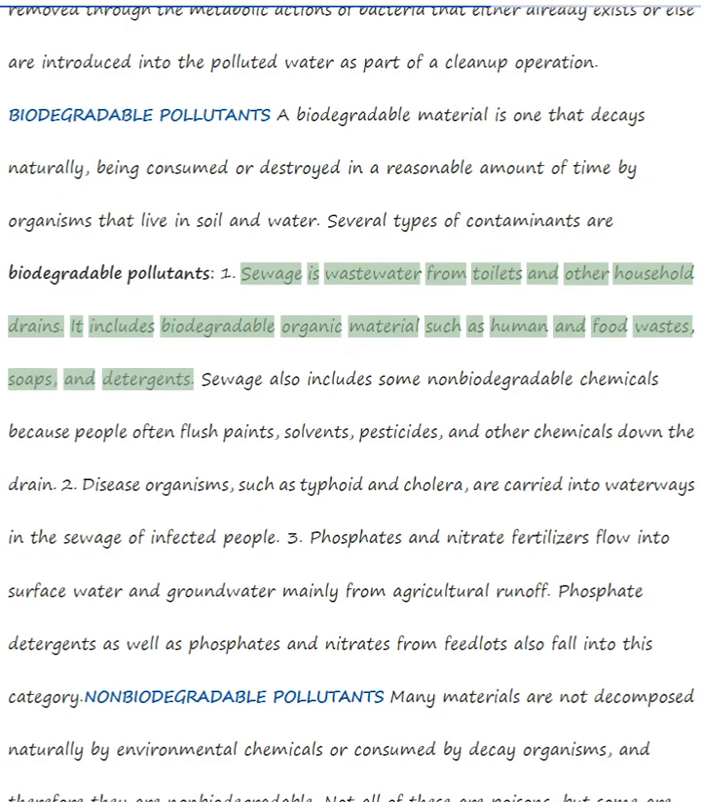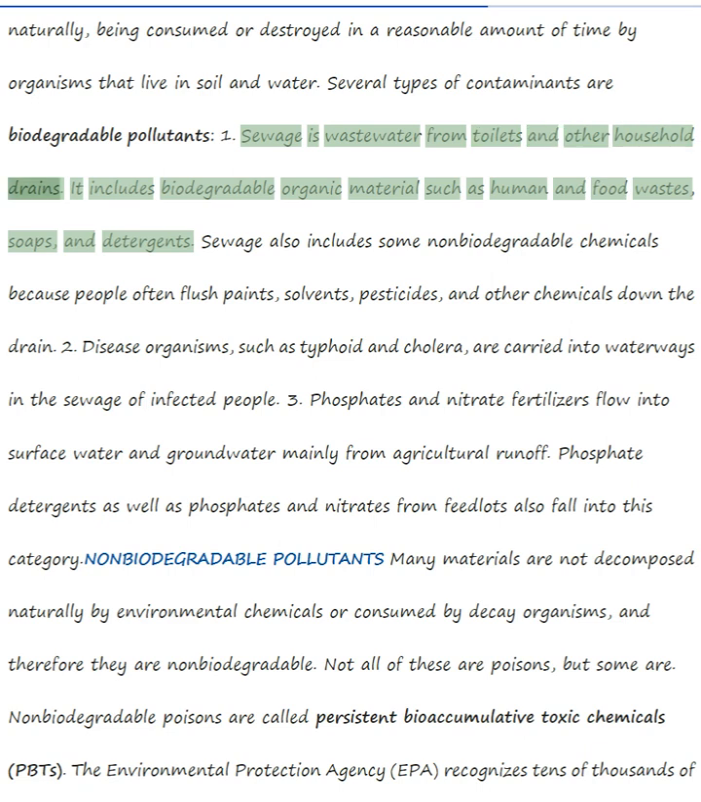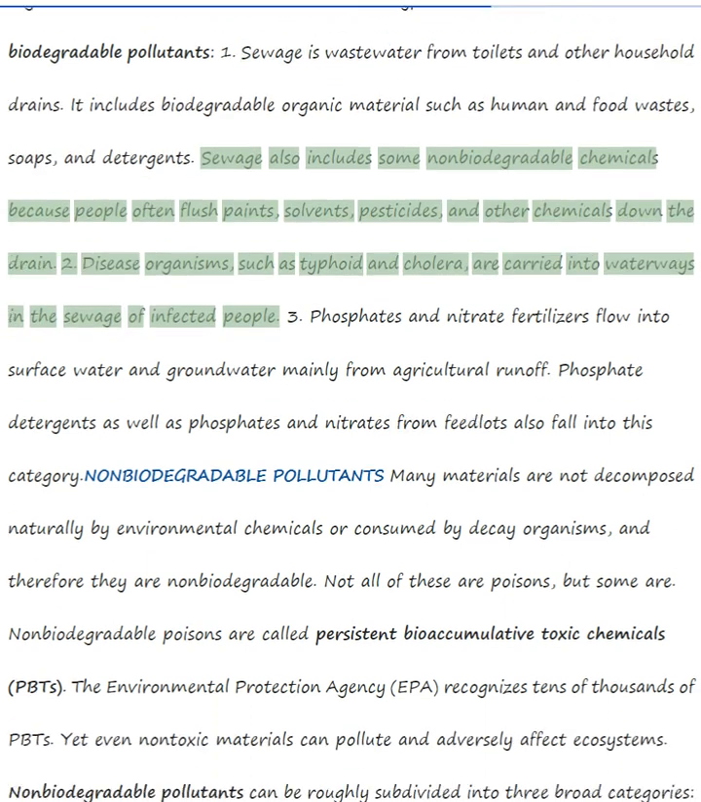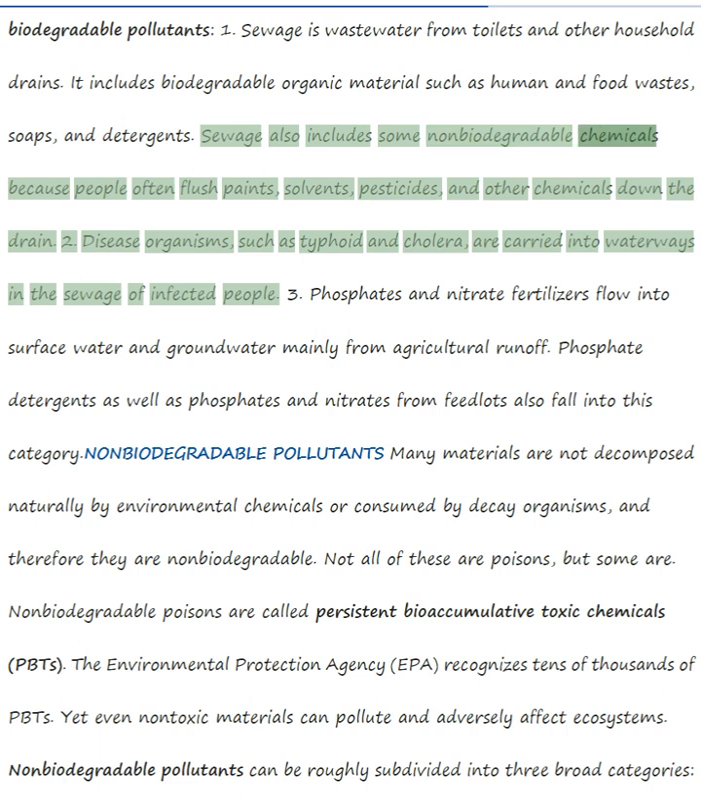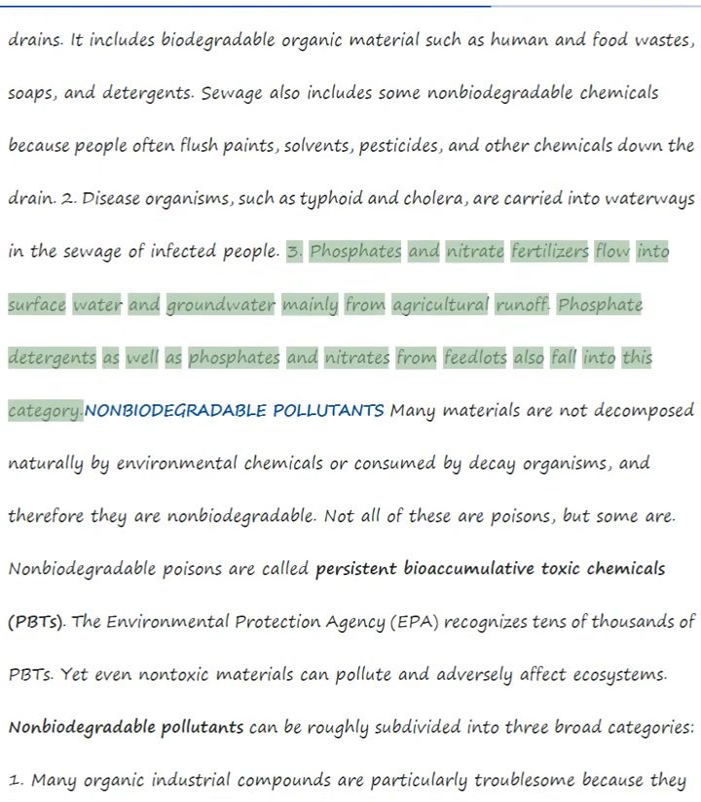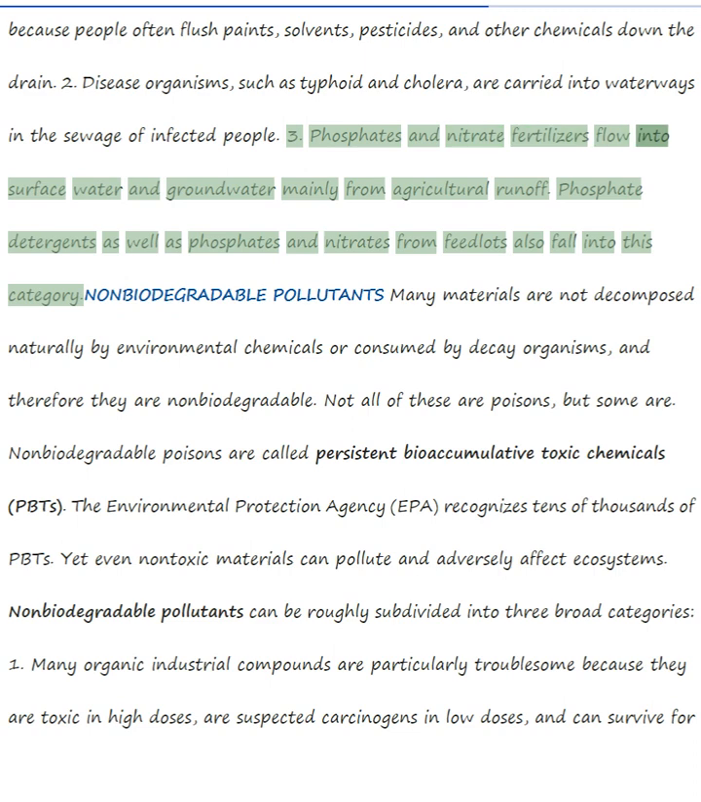1. Sewage is wastewater from toilets and other household drains. It includes biodegradable organic material such as human and food wastes, soaps, and detergents. Sewage also includes some non-biodegradable chemicals because people often flush paints, solvents, pesticides, and other chemicals down the drain. 2. Disease organisms, such as typhoid and cholera, are carried into waterways in the sewage of infected people. 3. Phosphates and nitrate fertilizers flow into surface water and groundwater mainly from agricultural runoff. Phosphate detergents as well as phosphates and nitrates from feedlots also fall into this category.